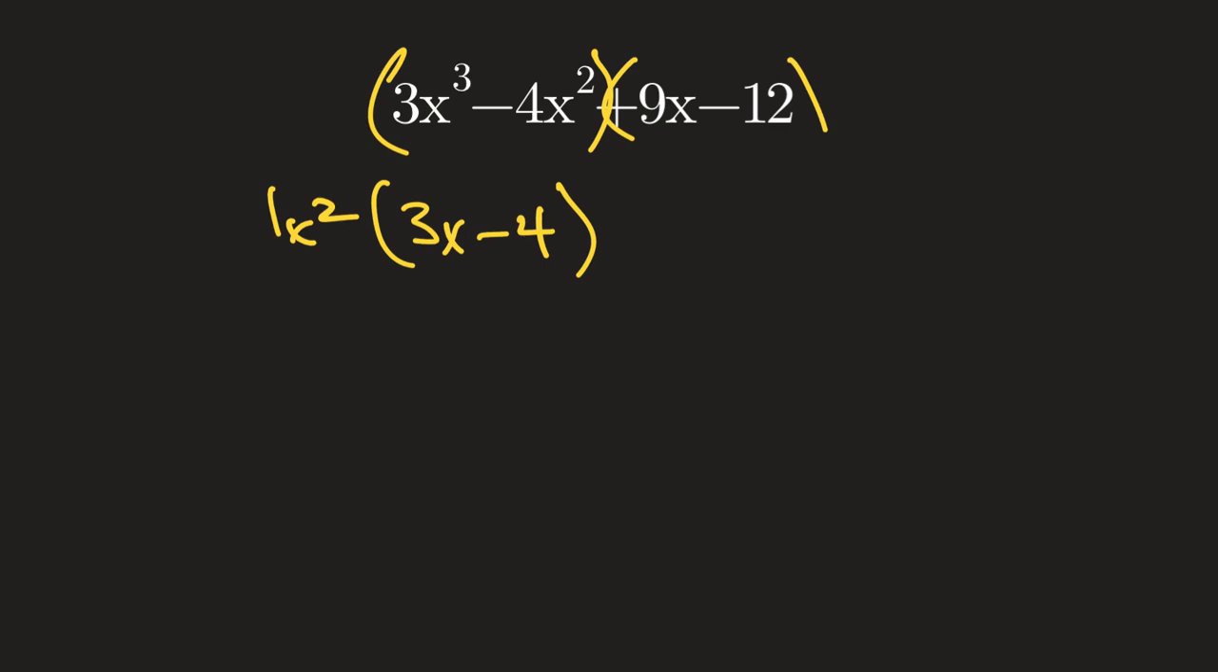9 and 12. What would be a greatest common factor for 9 and 12? 3. So let's go plus 3. Is there an x in both? There's not. So we cannot pull an x in our GCF. So 3 is it. We're going to open a set of parentheses. If we take 9x and divide it by 3, what do we got left? 3x. Good. And if we take negative 12 and divide it by 3? Negative 4. There you go.